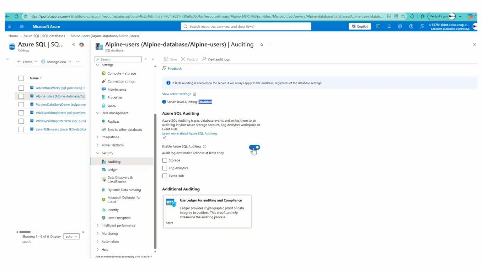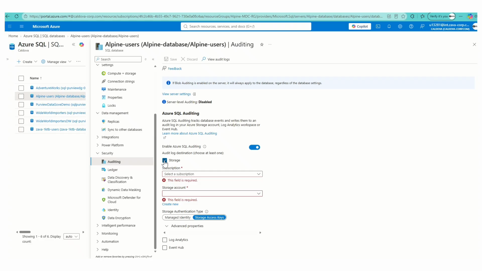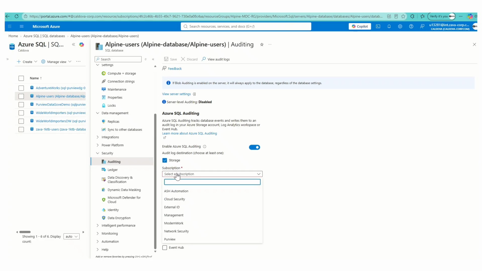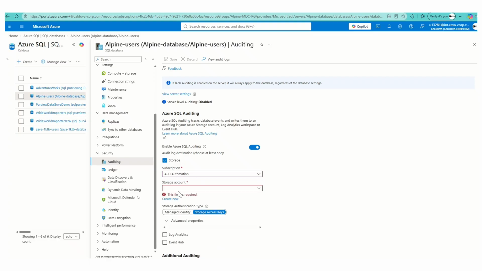So if you need to turn this on, you just click on this, but then you need to choose where you want those audit logs to go, the destinations, and you need to choose at least one. And there are three choices here. Either a storage account. So if you click storage, then you need to choose a storage account. Okay. If you don't have one, you need to create one.